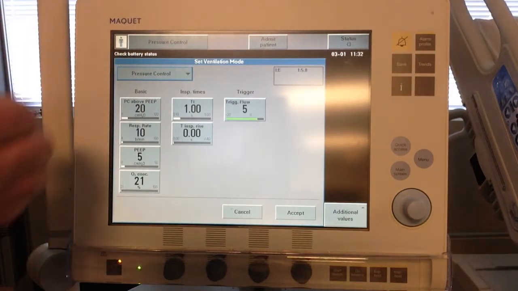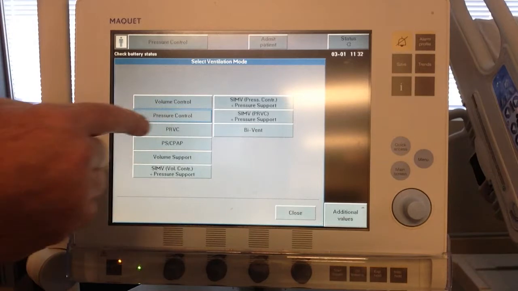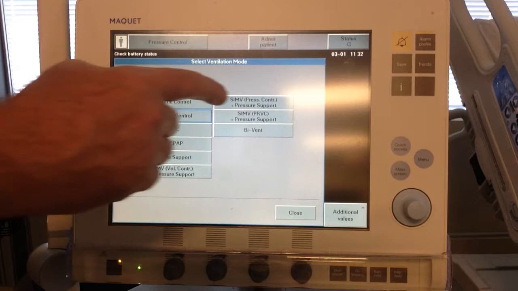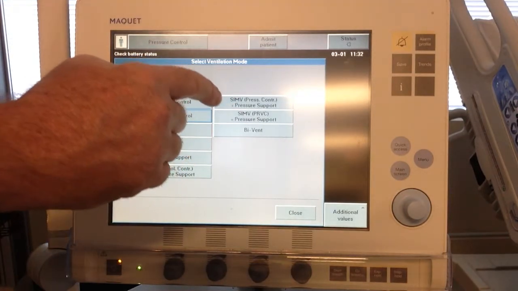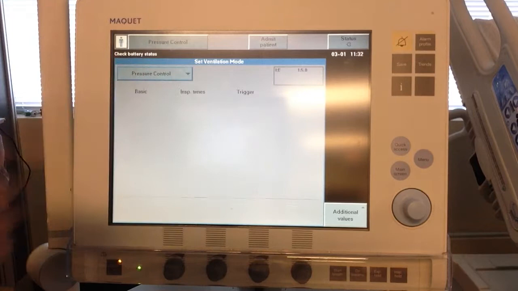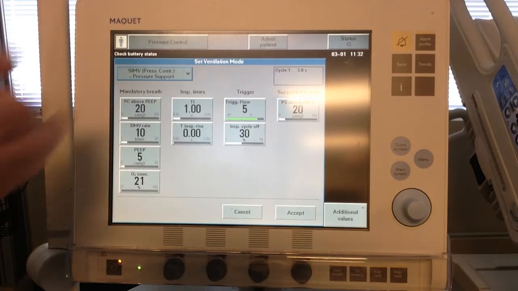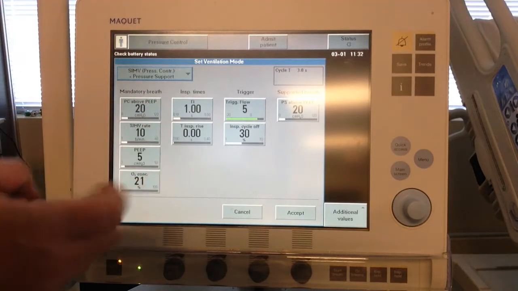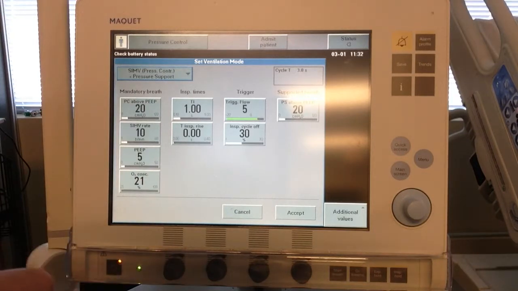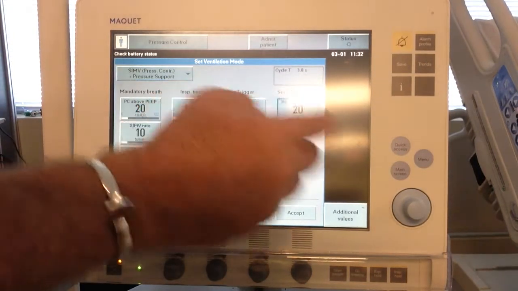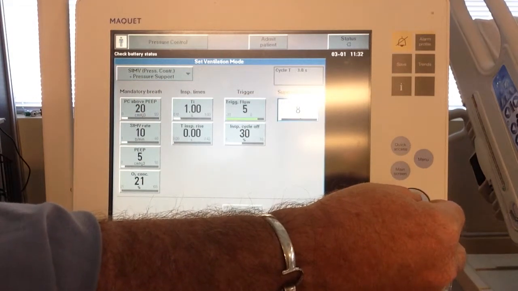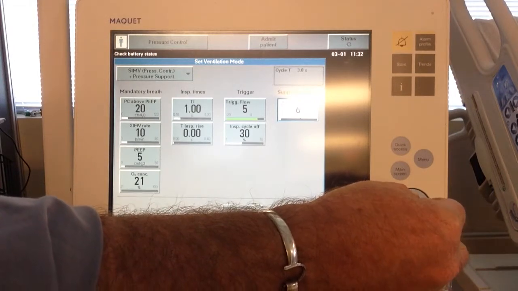As you can see, I'm in pressure control, but when you pull it down, I don't want the pressure control because that is essentially the assist control with pressure control. I will go over here to SIMV pressure control with pressure support. If you notice, my settings are essentially the same as what they were in pressure control, which is assist control, pressure control, with the exception of pressure support. And I don't want to have 20 of pressure support. That'd basically be assist control mode. So let's put it down to about 5.